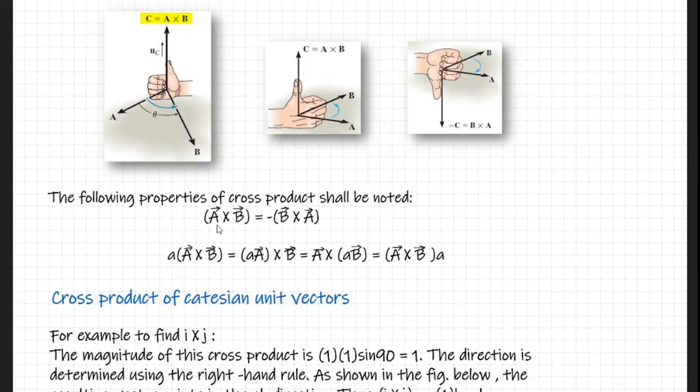For any two vectors, vector A and B, we have vector A cross vector B equal to minus vector B cross vector A. And this property is already demonstrated in these two sketches.